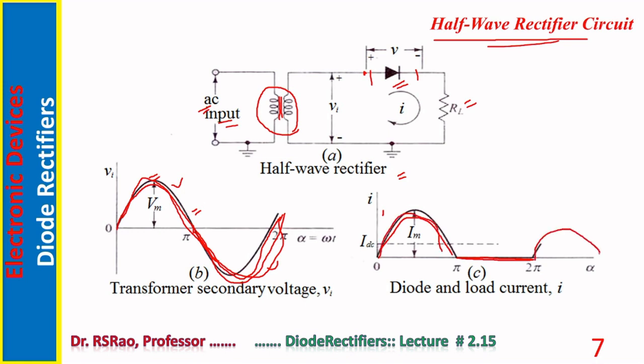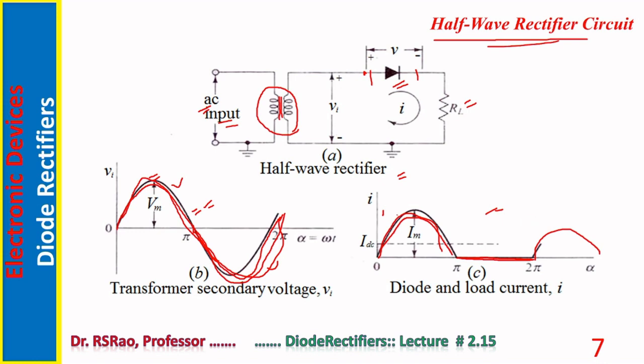Here also another positive half cycle. Now notice input is AC, but output is not pure AC. It is a combination of AC plus DC. DC value one can easily see, DC value is Im by pi. So DC is there here. Input is pure AC, output is DC plus AC.